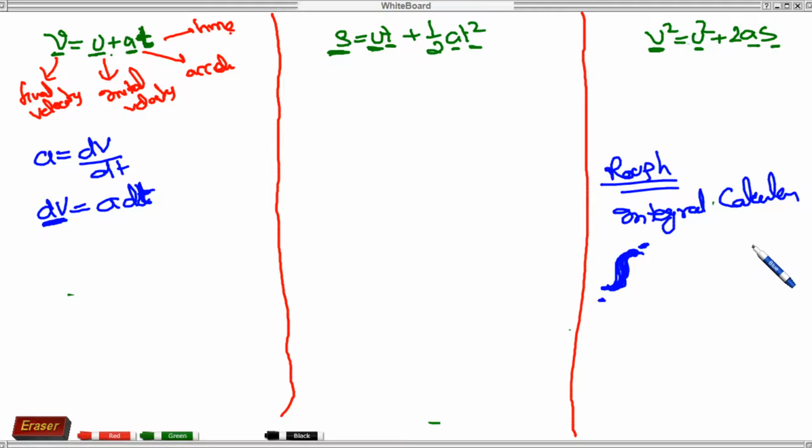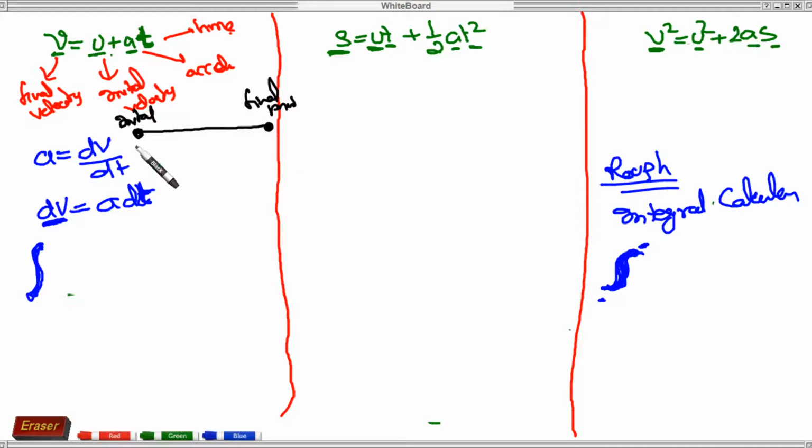Suppose consider a situation: this is our initial point, and this is our final point. Here the initial velocity was u, and here the final velocity is v, and the acceleration is a.